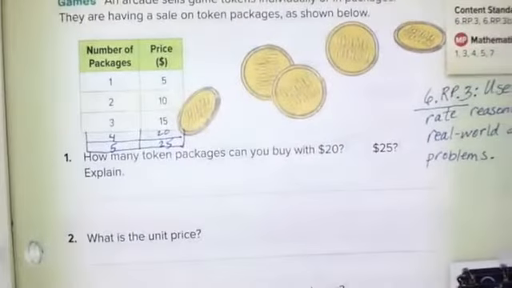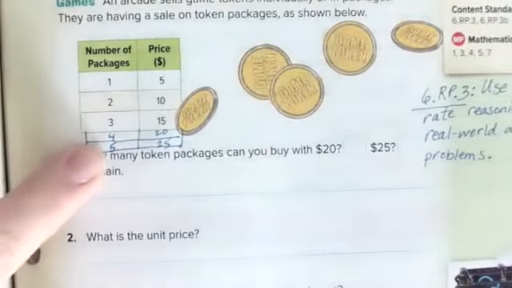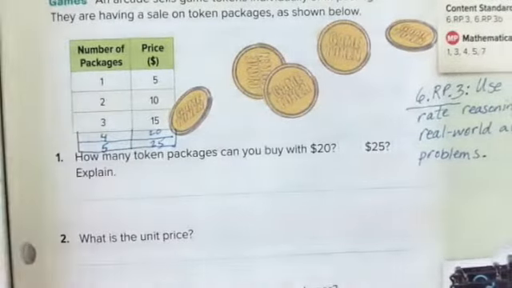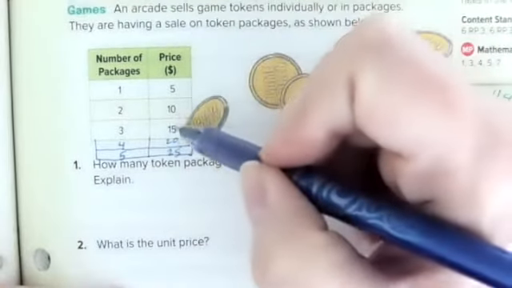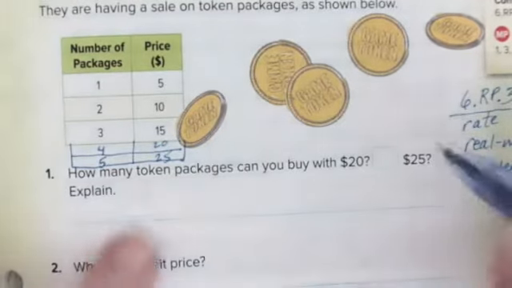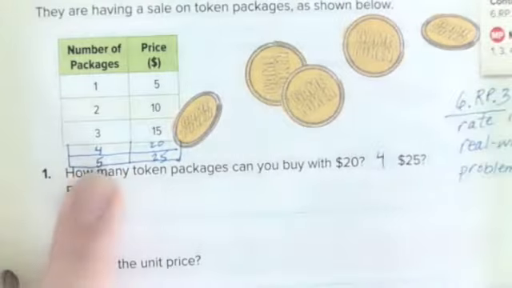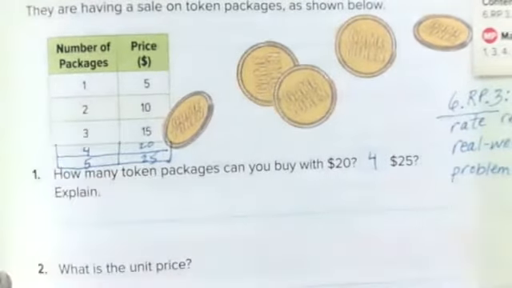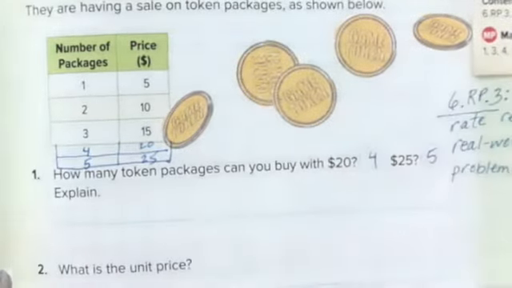Want to zoom in on that table. So 1, 2, 3, 4, 5, our X values increase by 1, and our Y values, our price, increases by 5. 5, 10, 15, 20, 25. How many token packages can you buy with $20? 4 token packages. And how many token packages can you buy with $25? 5 token packages.